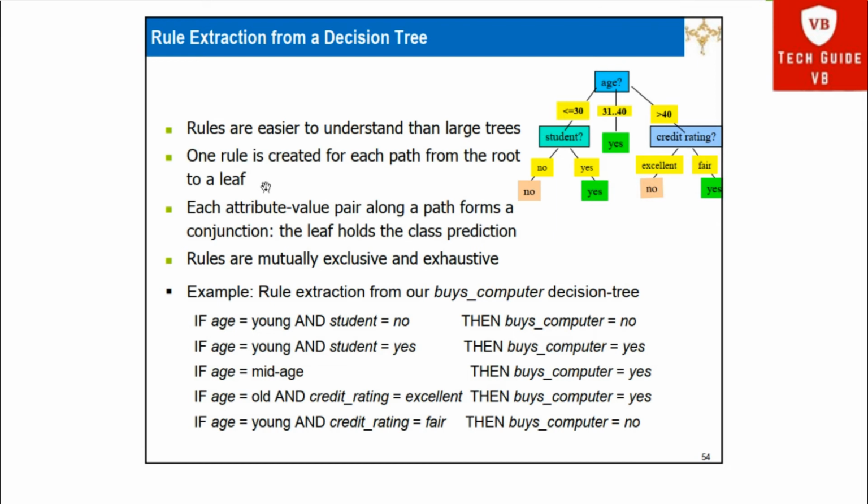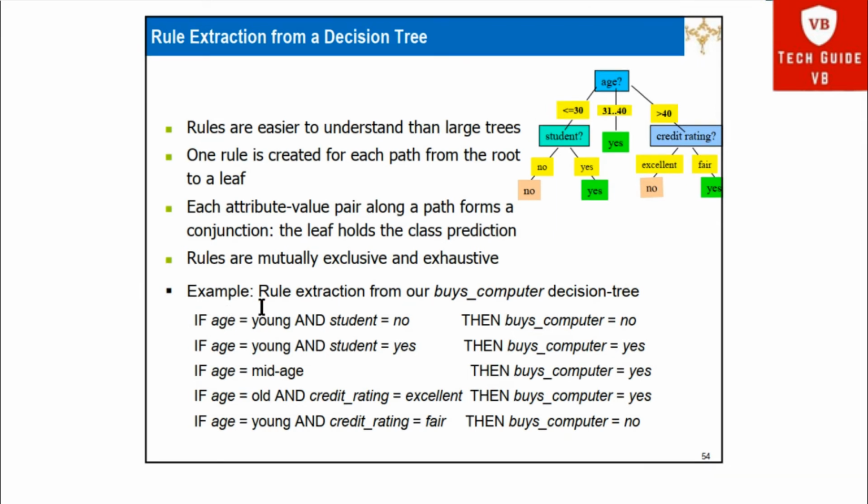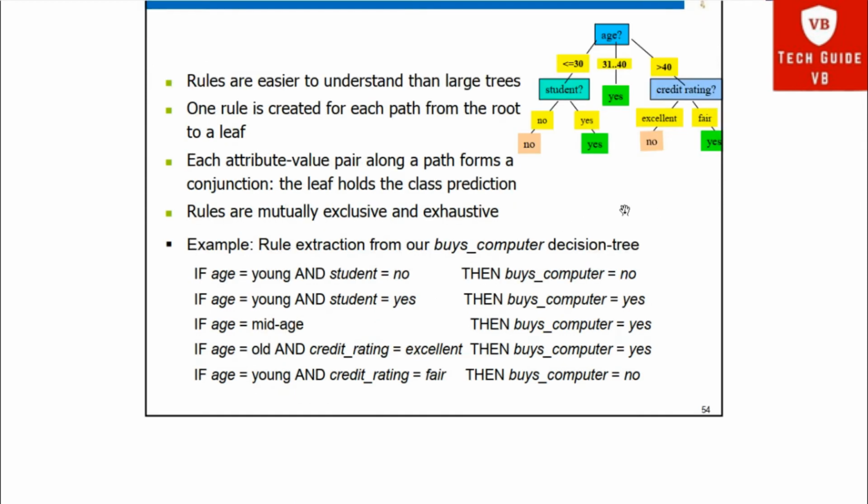Rules are mutually exclusive and exhaustive. The rule extraction example is given from our buys computer decision tree. As I told you earlier, if he is young and he is not a student, then he will not buy a computer. And if he is young and he is a student, then he will surely buy a computer. Similarly, the rules are extracted from this decision tree. So this is rule extraction from a decision tree.